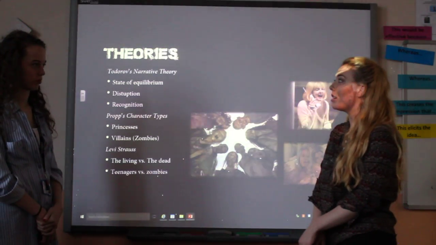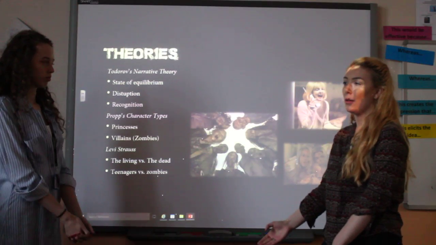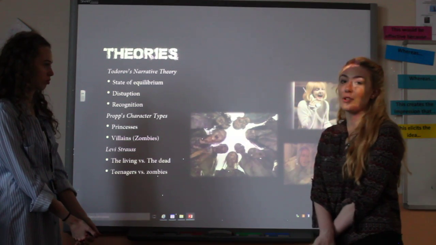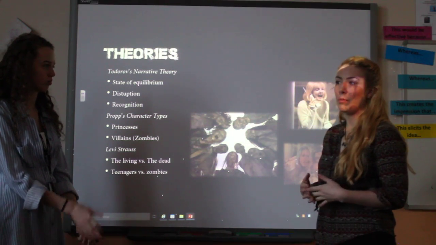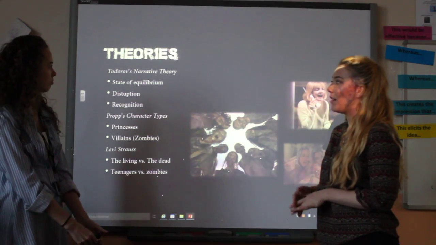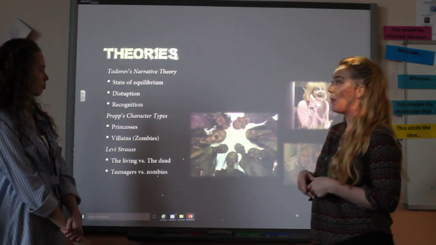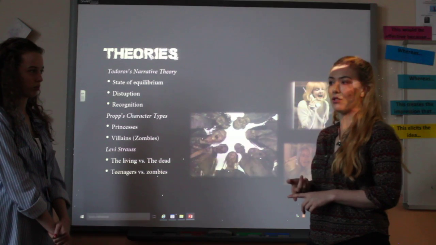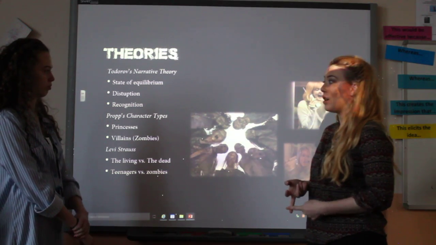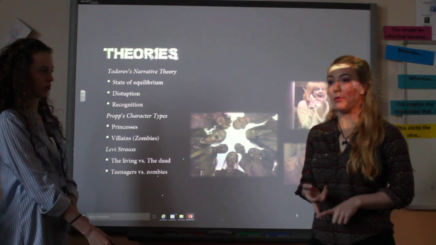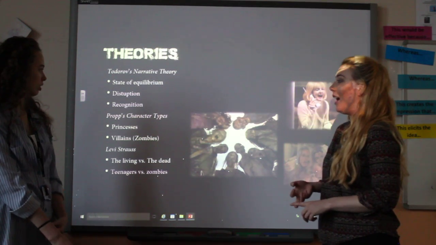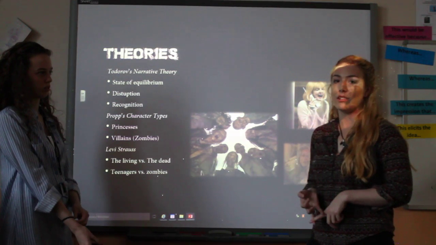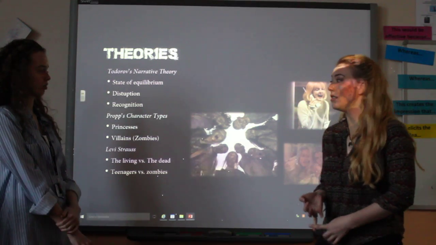So we also looked at the theories that would influence our trailer, and we decided that all three of the theories that we looked at were applicable to our trailer because they all had an element that would be important to what we want to show. So the first one was Todorov's narrative theory, and we wanted to show the state of equilibrium, so we'd have the students in the school just doing their work like it's a normal day. We'd have disruption when they're told what's going on, that there's a national warning of the zombies escaping, and recognition, so the students would realise that they need to find a way to survive in the school and try and escape in the end.